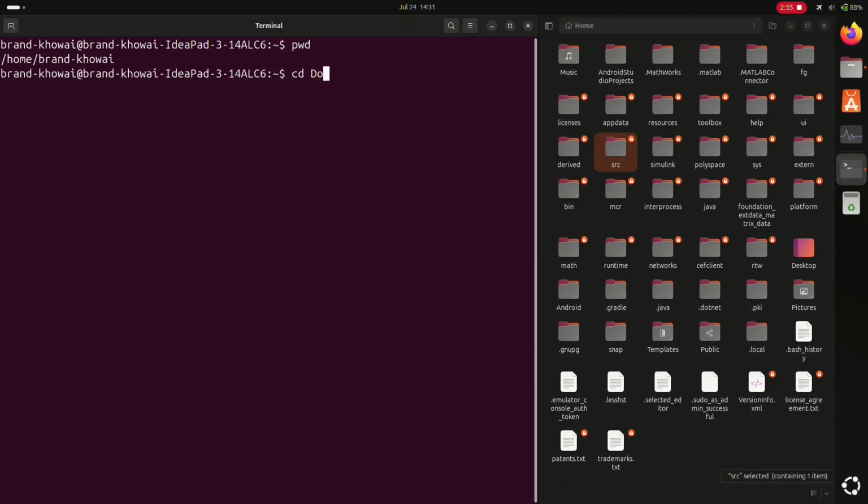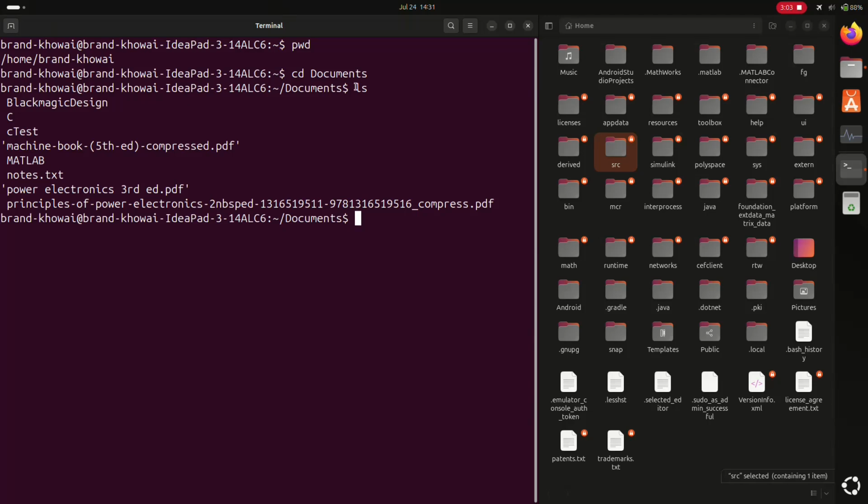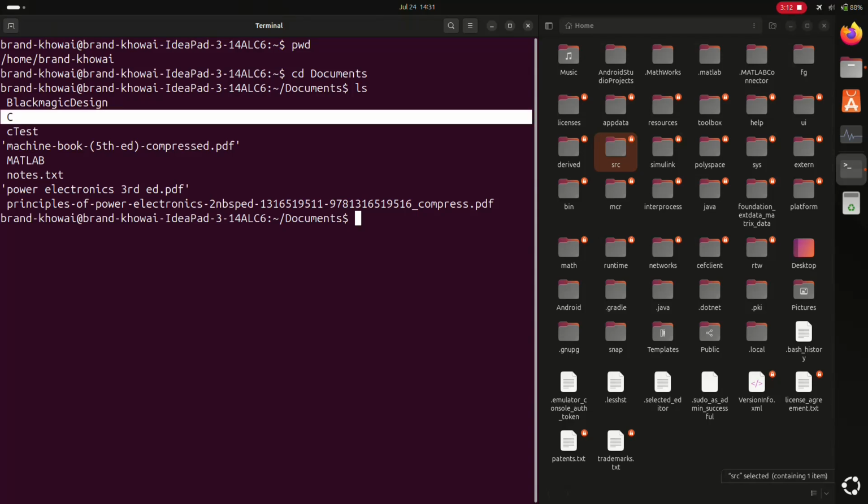So cd documents. So now I am inside documents, and here if I type ls, this means list. So I get C here. So we want to get inside C to write our program: cd C. I'm inside C, and inside C there is nothing.